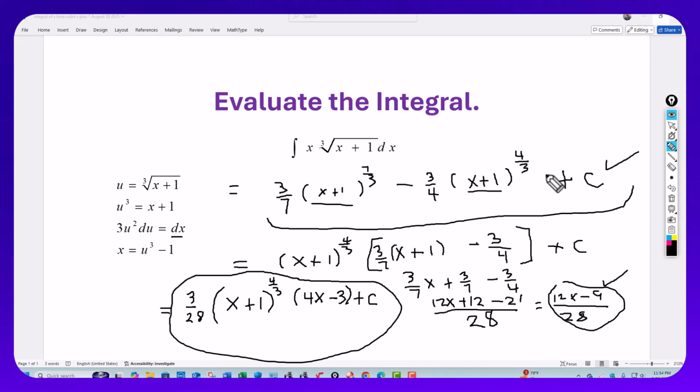Now I said you could leave the answer this way. And I would do it like that if they didn't give other instructions. But sometimes they expect you to factor out, or they give you an answer that they want you to get. So if they do, this is what you can give as an alternative answer. We get 3 over 28, we've got a factor of x plus 1 to the 4/3 power times 4x minus 3, plus the constant of integration.